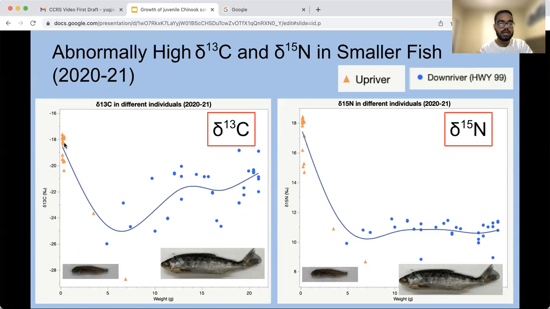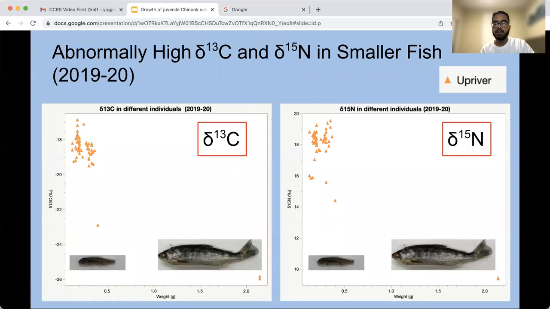So what we saw is that smaller fish have abnormally high carbon and nitrogen signals. And these signals decrease rapidly as the individuals increase in size, showing a potential relationship here. And the same thing happens for delta N15 as well.